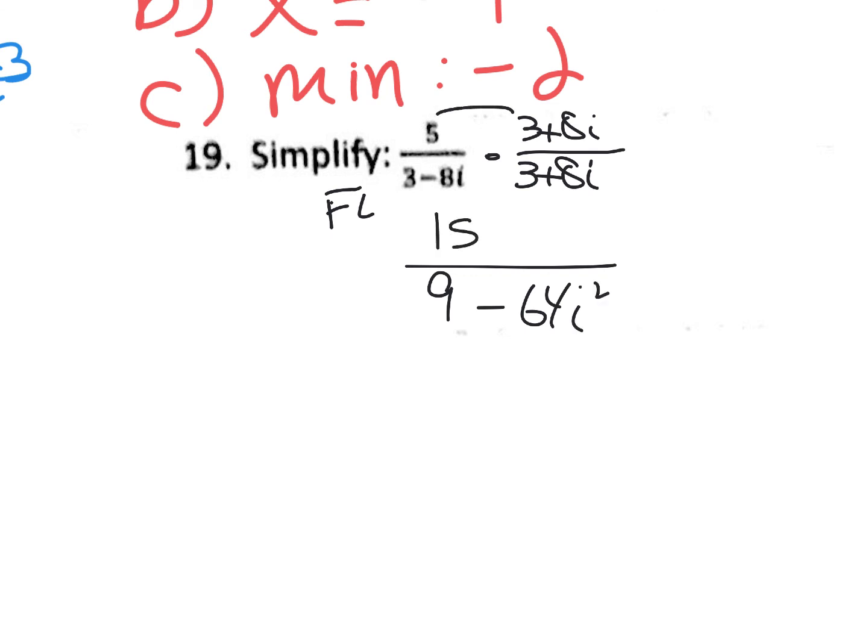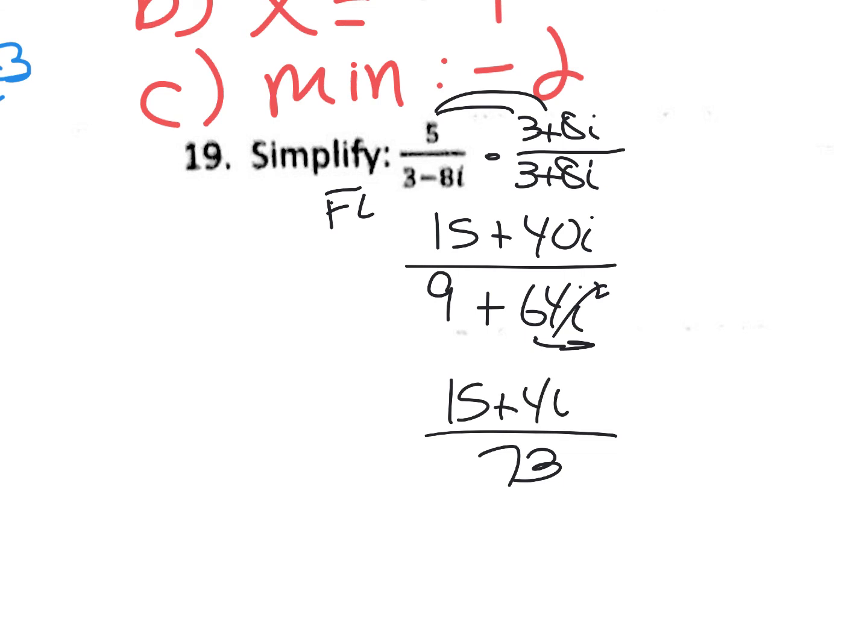5 times 3 is 15. 5 times 8i is 40i. The i squared right here really makes that 64 become positive 64. So 73 in the denominator. Numerator is 15 plus 40i. Look and see if you can reduce it any. You can't. That's it.